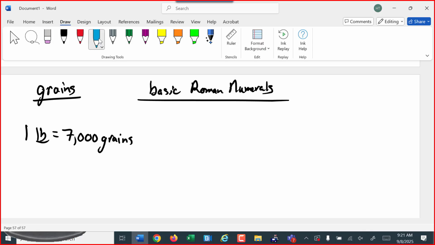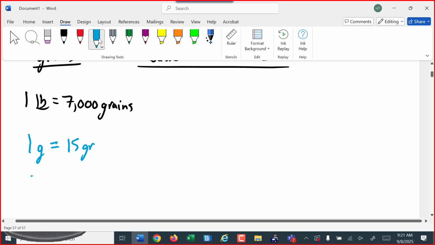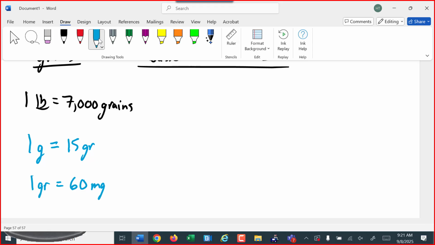In the metric system, now depending on what textbook you look at, 1 gram is 15 grains, and 1 grain is 60 milligrams. You might notice there, if I do 15 times 60, I get 900 milligrams in a gram, and we all know it's supposed to be 1,000. That's because technically, this is like 65.4, and this is technically 15.3 or 4, somewhere in there.